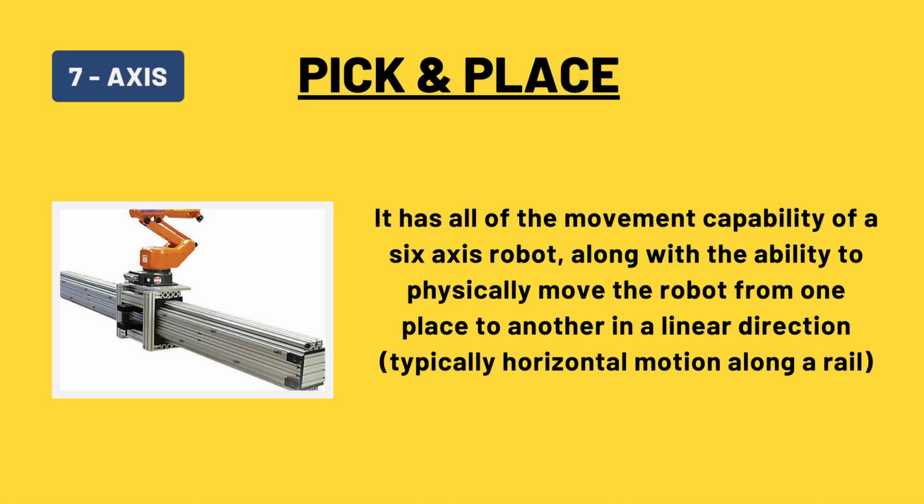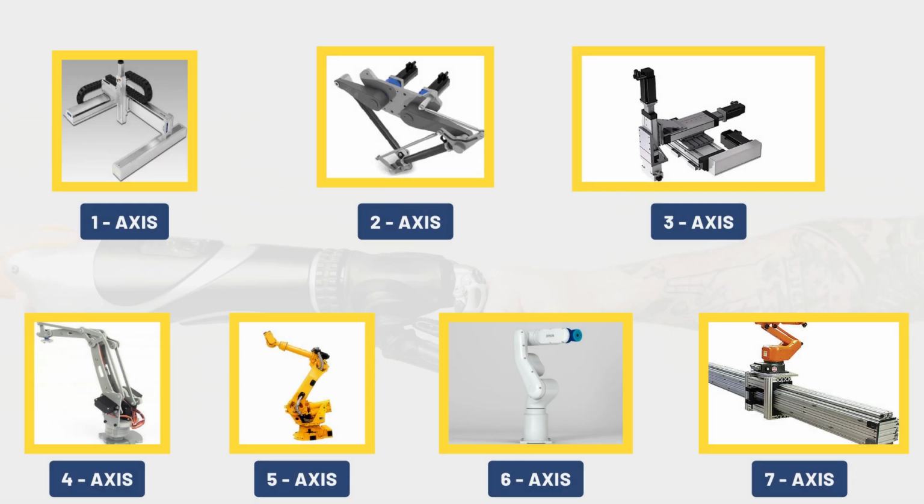The seven-axis robot has all the movement capabilities of a six-axis robot, along with the ability to physically move the robot from one place to another in a linear direction. It is typically performed in a horizontal motion along a rail. All the examples that you have understood are of simple pick and place kind of robots and devices. In order to understand how complex robotic configurations work, we need to dig deep into 6 degrees of freedom robots. This we will discuss in the next lecture.